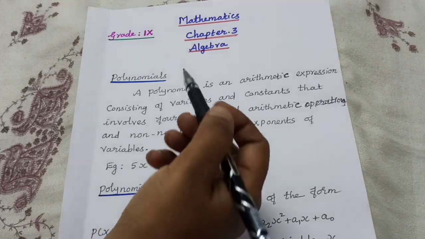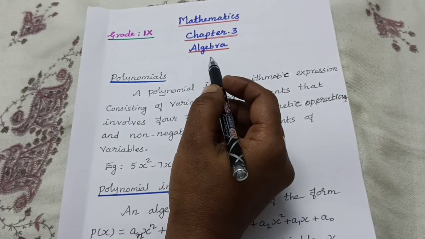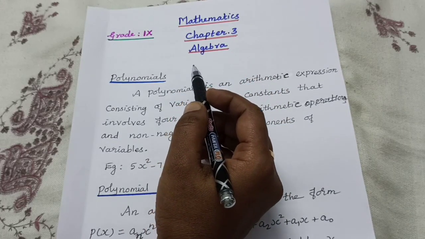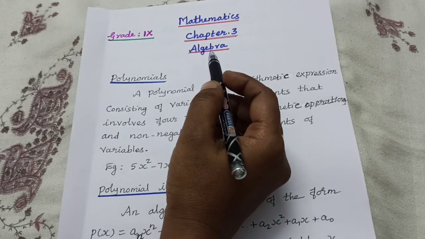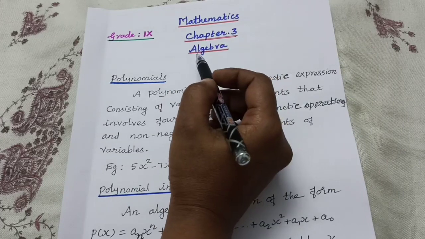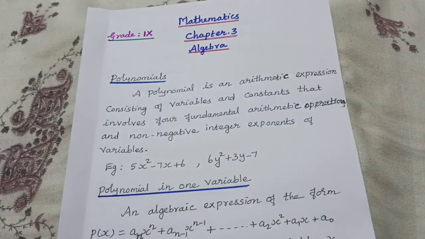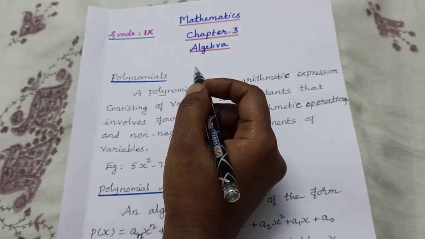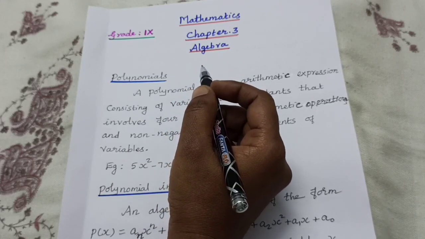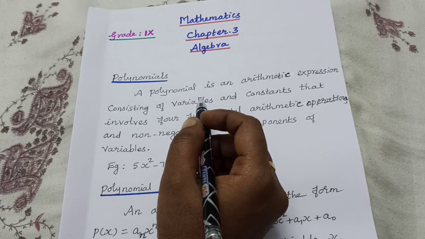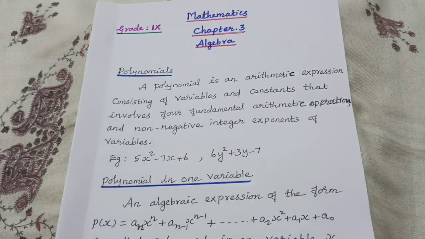Now we are going to see the third chapter, algebra. Take your set language note and continue this chapter. Take one new page and write Algebra. What is meant by algebra? Algebra means the science of determining unknown values.